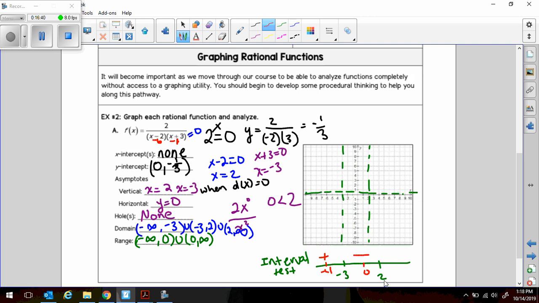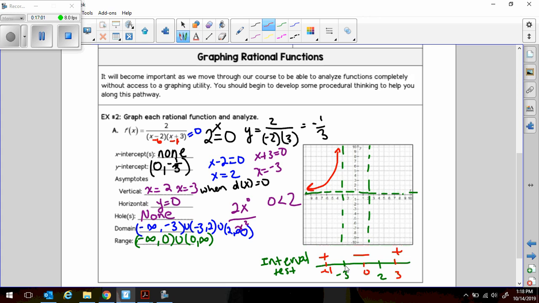And then I have to try something on the right-hand side of 2. I'm going to try 3. 3 minus 2 is positive, times a positive, and then a positive. So this is going to be all positive. If it's positive, it's above the x-axis, so it's going to look something like this.